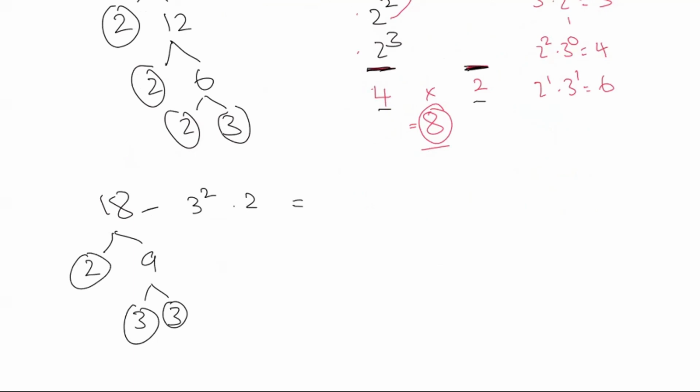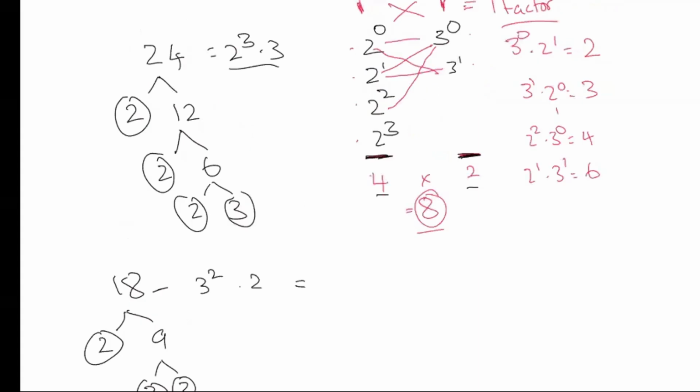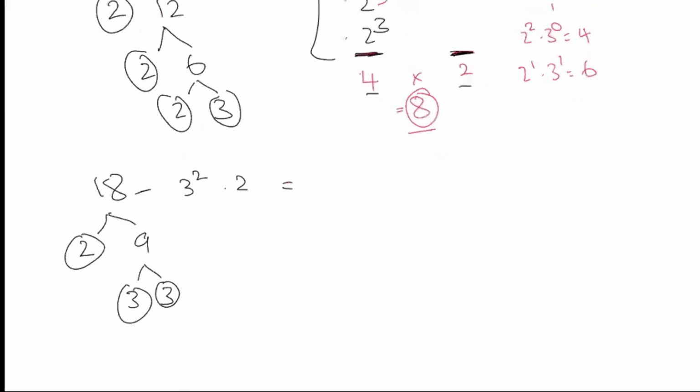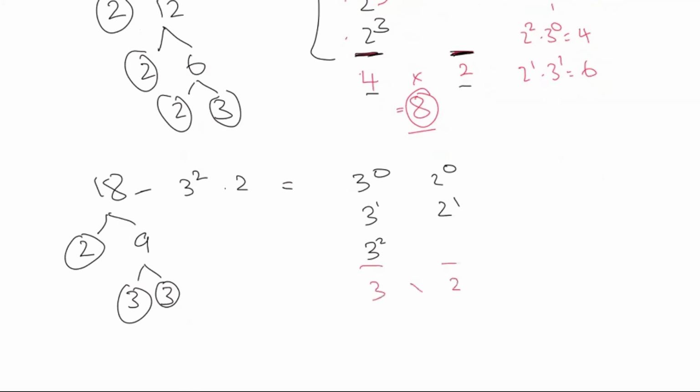Now, to find the number of factors, we need to list our groups out again, something similar to this. So let's list our groups out. We have 3 to the power 0, 3 to the power 1, and 3 to the power 2, and then we have 2 to the power 0, and then 2 to the power 1. So here there's 3 numbers, here there's 2 numbers, and 3 times 2, that's 6.